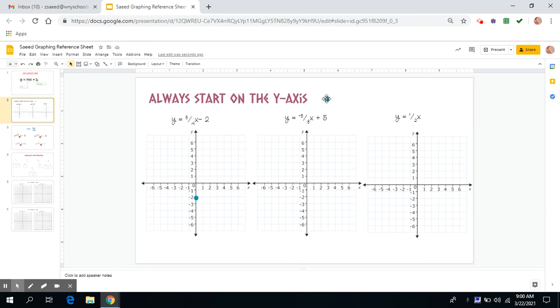-5/3x plus 5. Again, your first point is going to be +5. And then for 1/2 x, there is no y-intercept. So your point is going to be on 0. Okay? Make sure you have this on your slide as well.